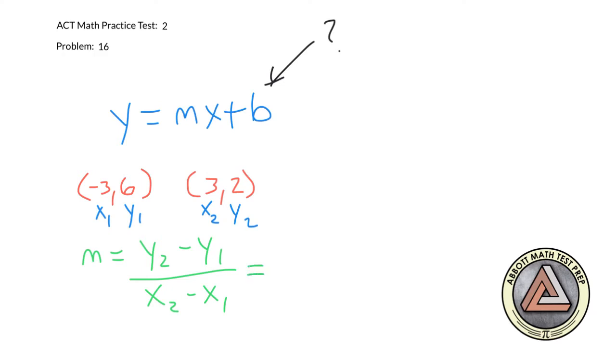So I'm big on parentheses, so I'm going to do parentheses minus parentheses, because I know it's going to be something minus something else, all over something minus something else. Then I fill it in after that. So it's going to be y2 minus y1. Well, that's going to be 2 minus 6. And then it's going to be x2 minus x1, and that's going to be 3 minus -3.